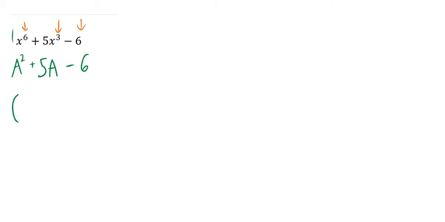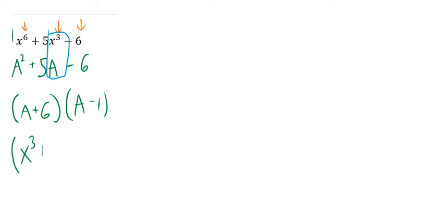This is the easier version of factoring. What multiplies to negative 6 and adds to 5? That'd be a plus 6 and minus 1. It looks like x to the 3rd is the same thing as a. So I'll change this into x to the 3rd plus 6, x to the 3rd minus 1.